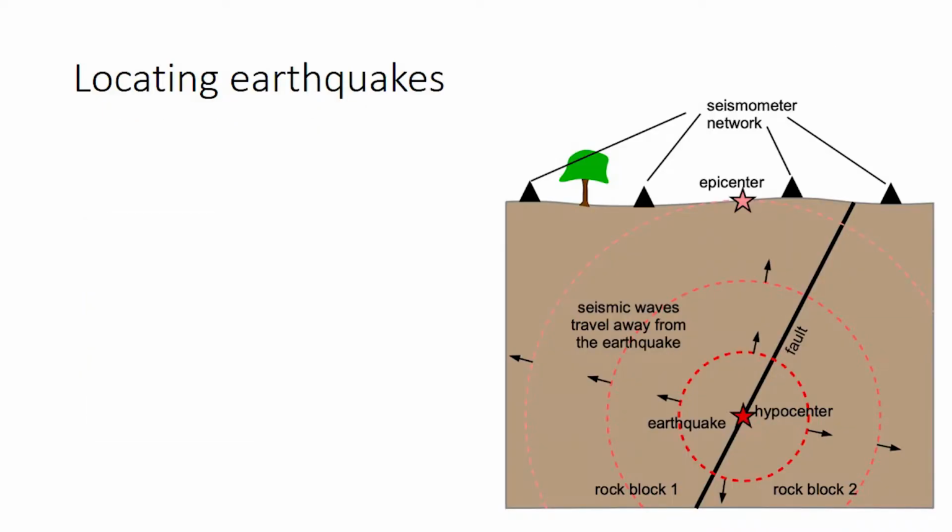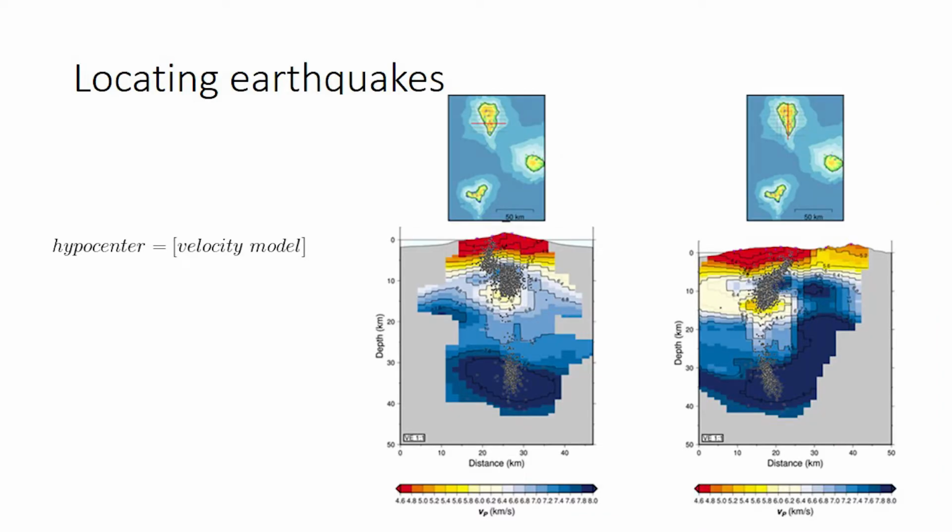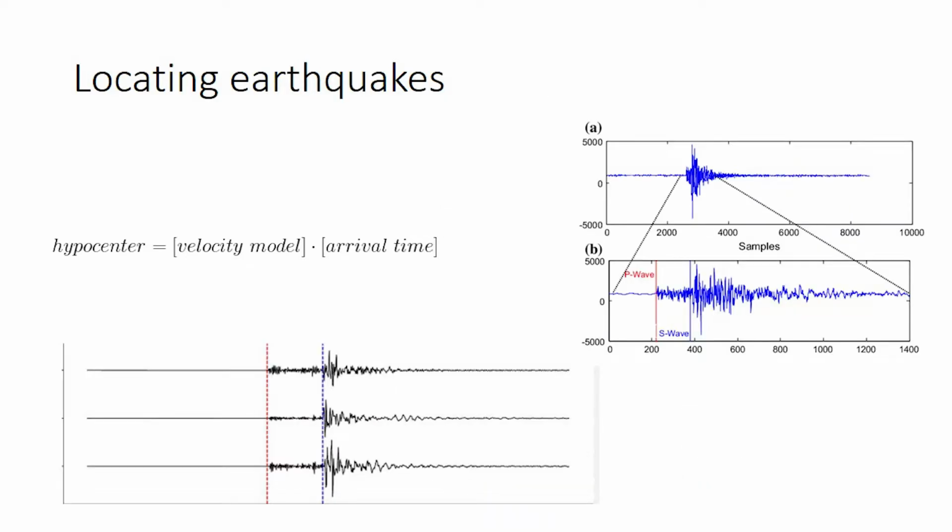To give you an overview, my main concern is locating earthquakes. An earthquake is a wave which travels through the crust to our sensors. We want to know where and when it happened, the hypocenter. To locate the earthquake, we need a velocity model like this, a 3D velocity model of La Palma. We also need the arrival times at our sensors, so we need to pick the P and the S wave.